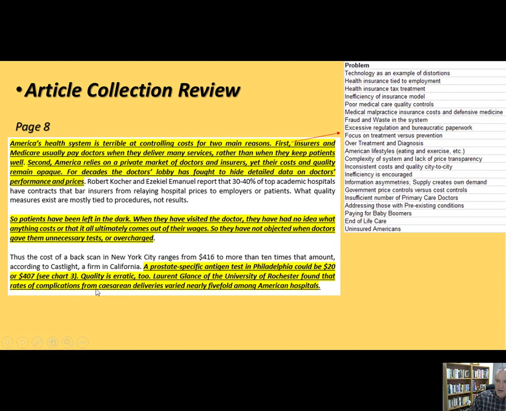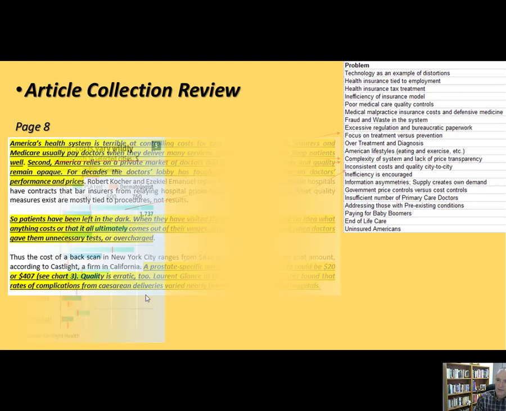They found rates of complications for cesarean deliveries varied nearly 5-fold among American hospitals. Wouldn't you want to have that information? So the complexity of the system, the lack of price transparency, and the inconsistency of cost and quality from city to city. This article covers several things in just a few paragraphs.